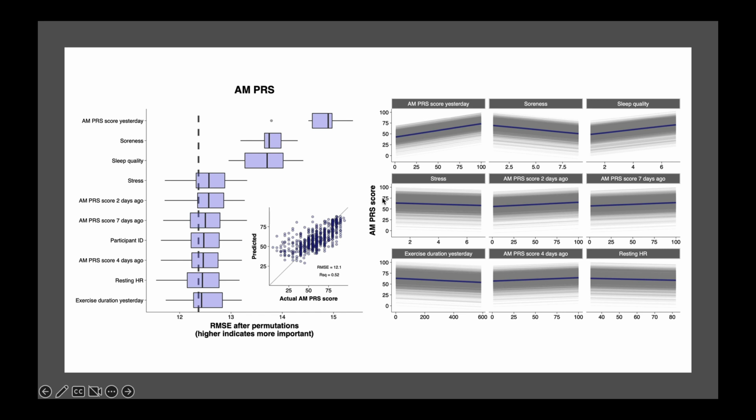So along the y-axis here we have this PRS score, the perceived recovery status. Sorry, I should have explained that more clearly. And then for every score yesterday, as this goes up from 0 to 100, here's the value. The blue line is the value that we'd expect to see today. The gray lines are each of the individual data points, and the blue line is the average of those. So as soreness goes up, we see today's recovery score go down, and so on.